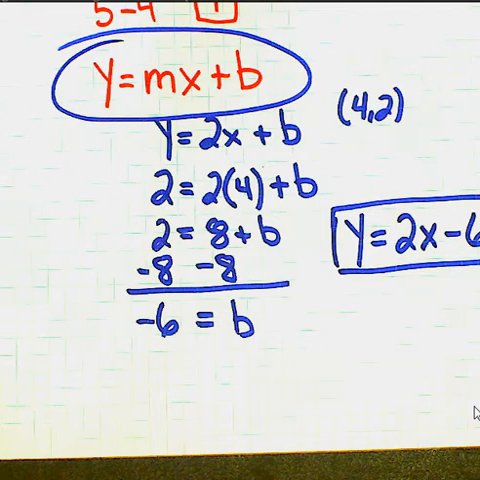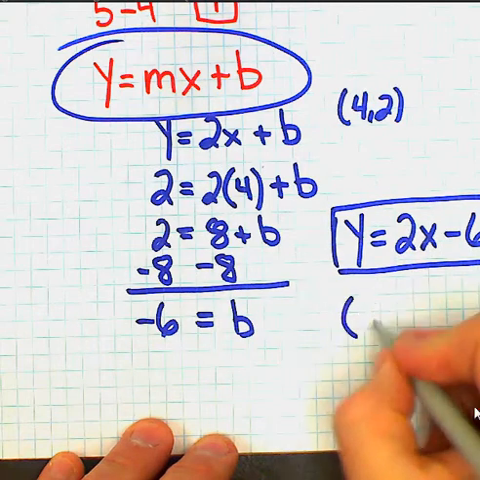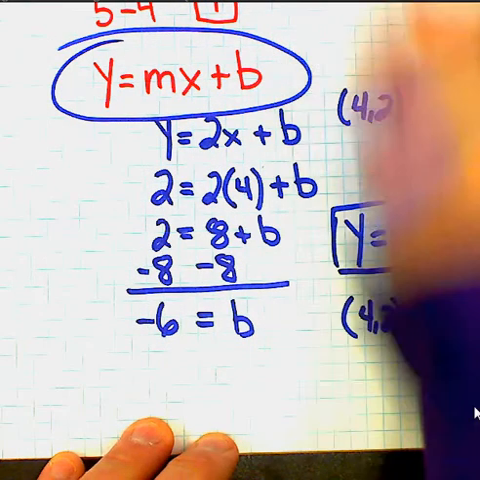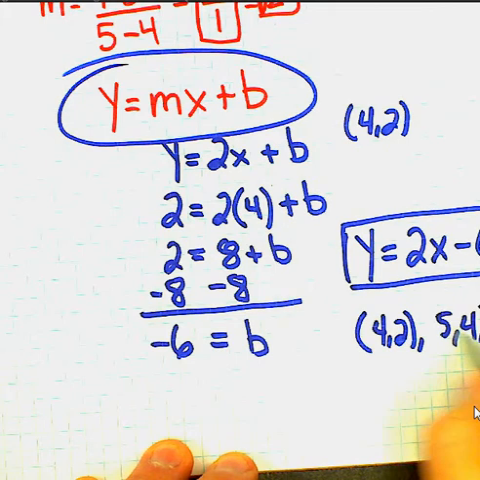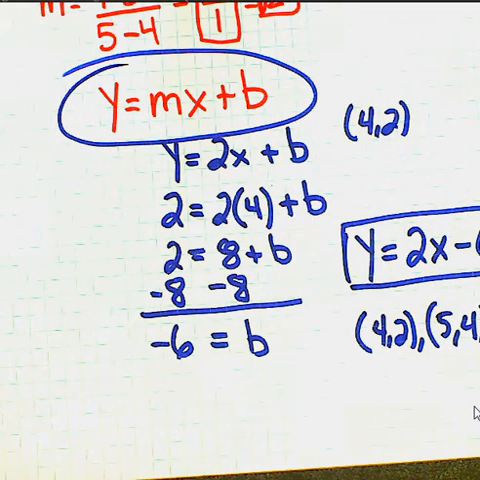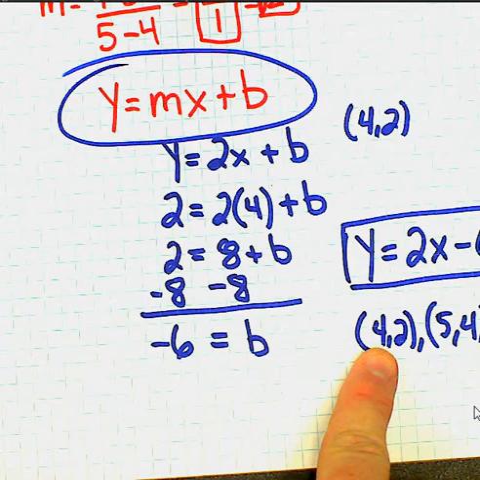There's the equation of the line, and it's the equation of the line that contains the points (4, 2) and (5, 4). How can I test that? If you were asked to determine if (4, 2) was on that line, what would you do?